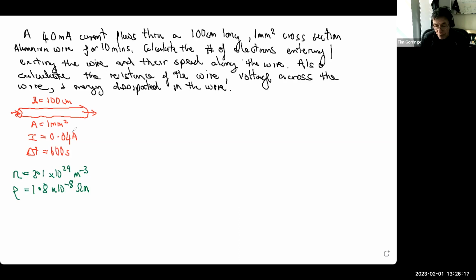So that's a bunch of things that we're going to compute, based on our understanding of currents, Ohm's law, resistance, resistivity, power, and energy. So let's work through this problem.